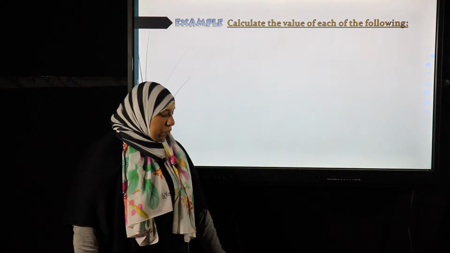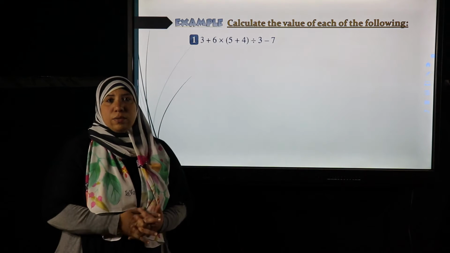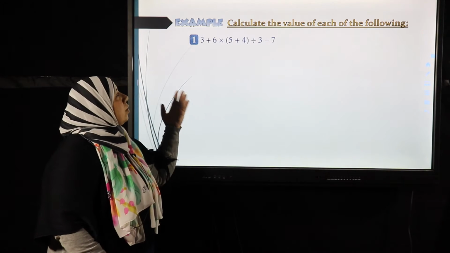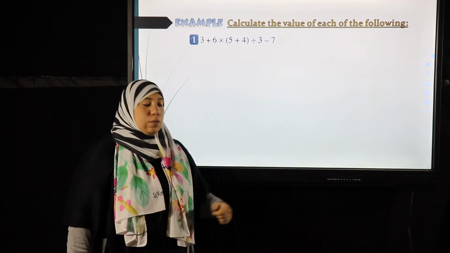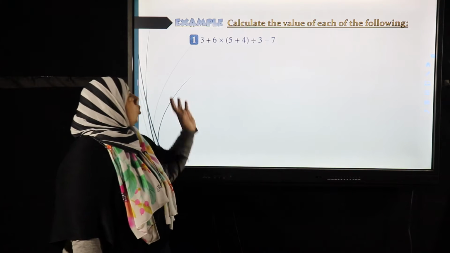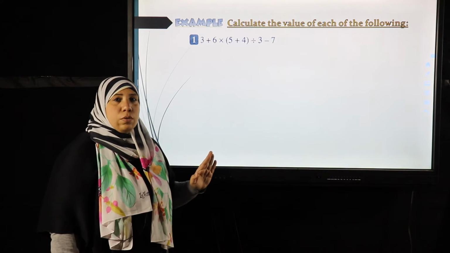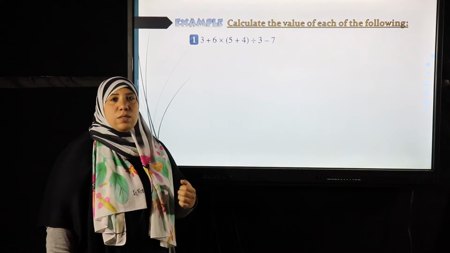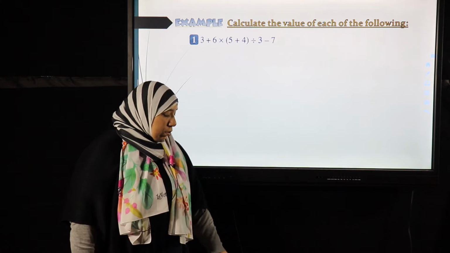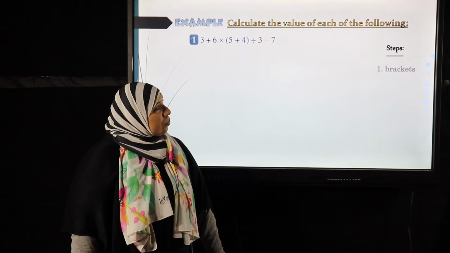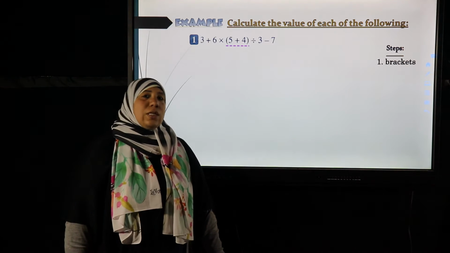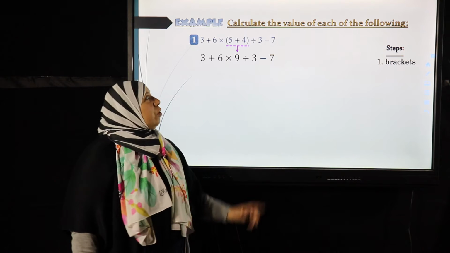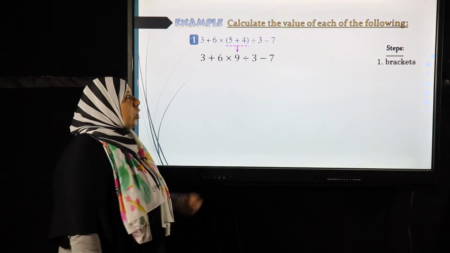Calculate the value of each of the following. If I have a problem like this, I said number one, if you have a bracket, you should do it first. So I have here plus, multiplying, plus, dividing, and minus. So the first operation here, don't do 3 plus 6. No, that's wrong. There are priorities or steps to do this operation. Number one, the brackets. So if you have a bracket here, like 5 plus 4, this operation will be the first. So I will write all the problem again, performing 5 plus 4 equals 9.